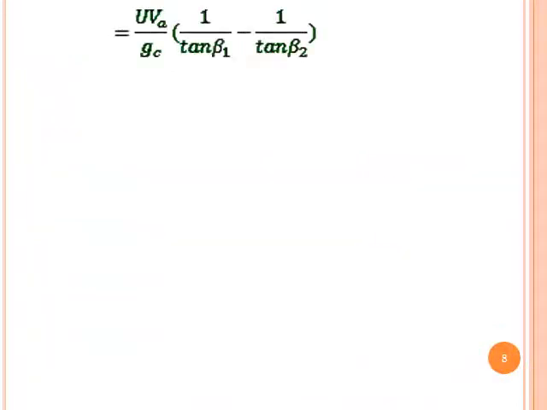In this one, the cot we can write as 1 by tan, right? The cot is equal to 1 by tan. So for that reason, cot beta 1 is equal to 1 by tan beta 1. In a similar manner, cot beta 2 is equal to 1 by tan beta 2. So now this energy transfer expression becomes U by Gc V of A into 1 by tan beta 1 minus 1 by tan beta 2.